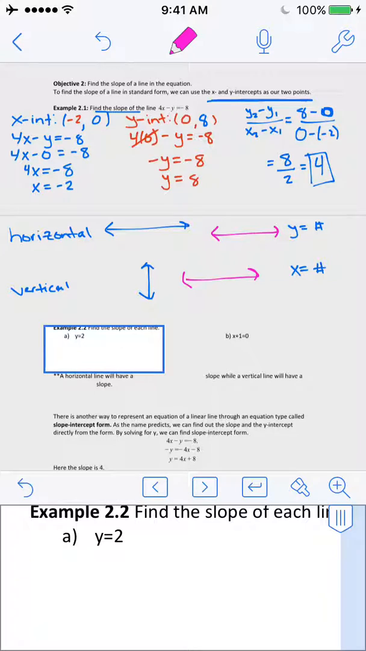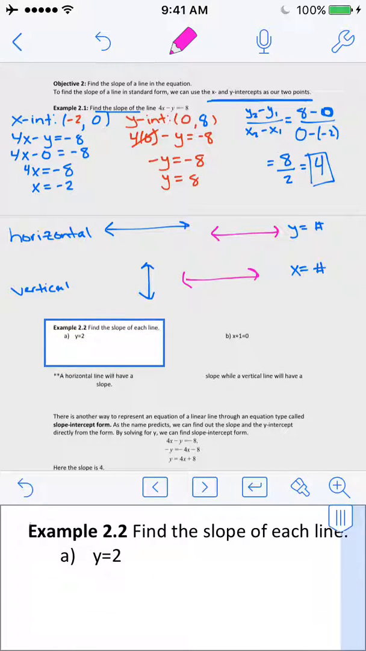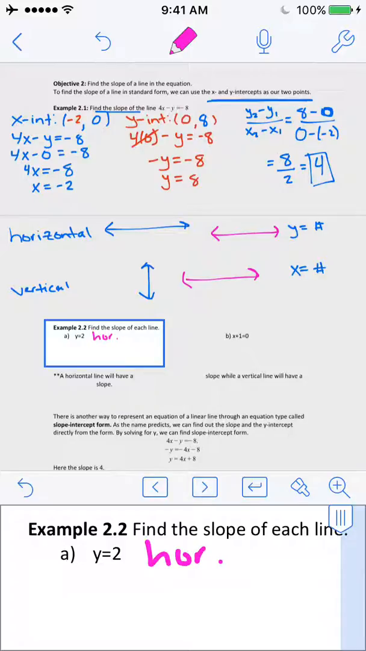Okay, so then we look at this equation in 2.2a, right? We got 2.2a, y equals 2. What kind of line is that? That would be a horizontal line. Good, horizontal.